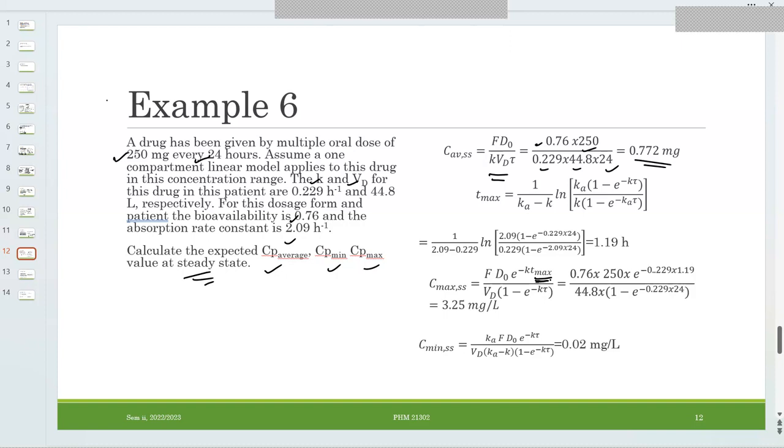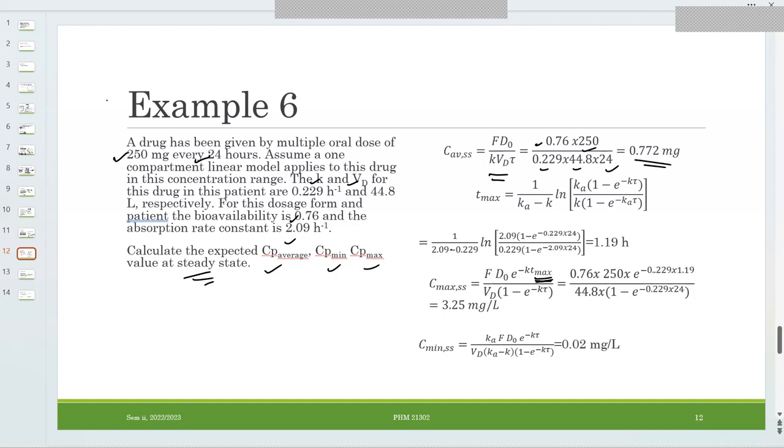The equation for Cmax: you calculate the concentration at time Tmax. So first you need to estimate Tmax, so use its equation. Don't worry, it will be provided to you. It is equal to 1 divided by Ka minus K, times ln of Ka divided by K.